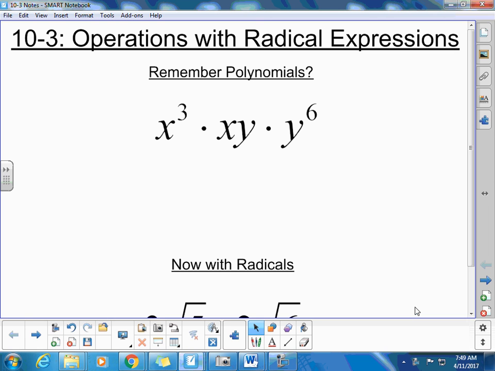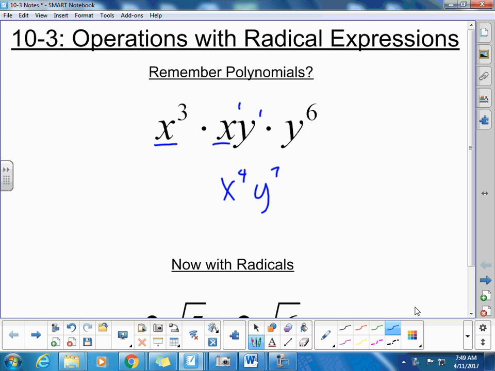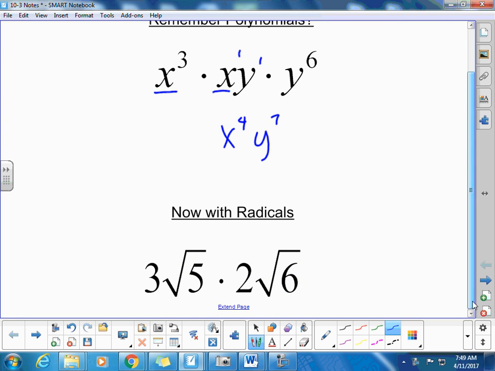All right, 10.3, day one, we're starting to talk about operations with radical expressions. I think they relate a lot to operations with polynomials. So let's think back when we have polynomials. You know, we can multiply them together, x to the third times xy times y to the sixth. We would multiply the x's together and we get x to the fourth, the y's together and get y to the seventh.